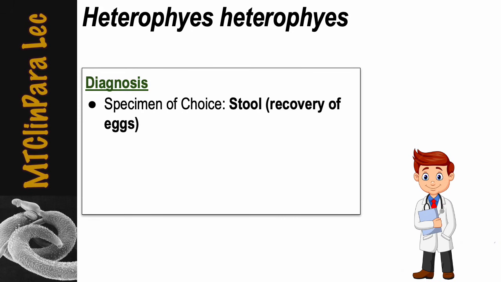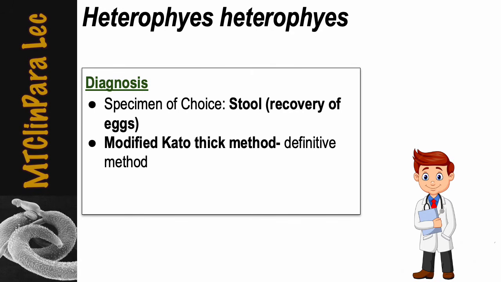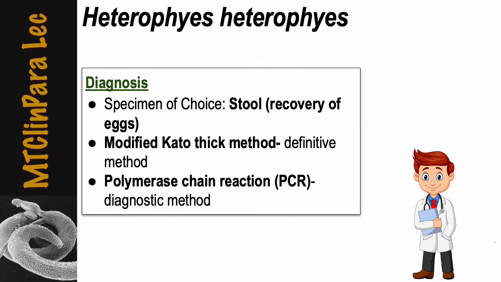For the diagnosis, we can use the stool sample as the specimen of choice for heterophyid species. This is to recover the eggs of this particular parasite. We can also use the modified Katz method where, just like we have discussed, 50 to 60 milligrams of stool sample is used, where we concentrate it on a specific template for the highest yield of eggs in a single stool sample. PCR is the diagnostic method. Like most trematodes, ELISA, PCR, and other serological and immunological testing are the diagnostic methods for these types of parasites.